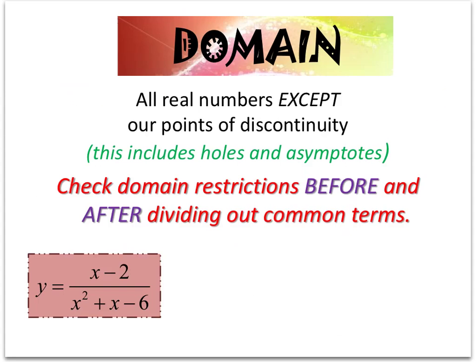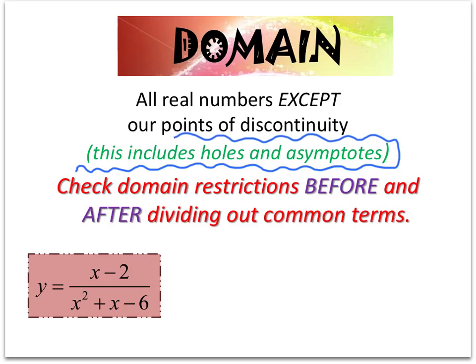The domain for these rational functions will be pretty easy. It's going to be all real numbers except for the values that give me problems, which are going to be any of our points of discontinuity. Now this will include holes and asymptotes. So any value that is a hole or any value that's an asymptote will not be allowed to be in my domain. The only really important thing that you remember is that you need to check domain and range before and after you divide out common terms.